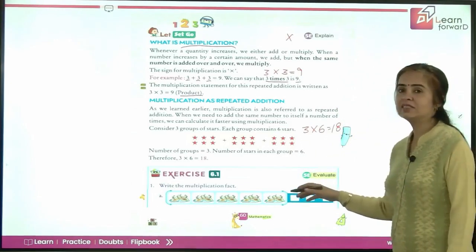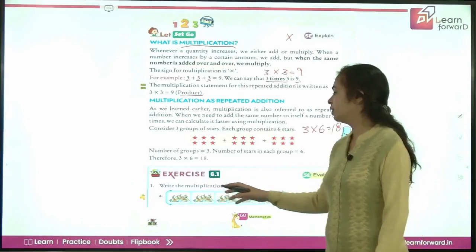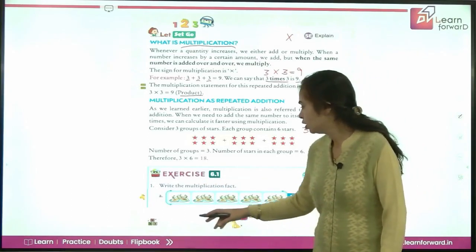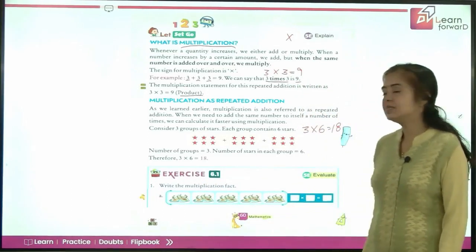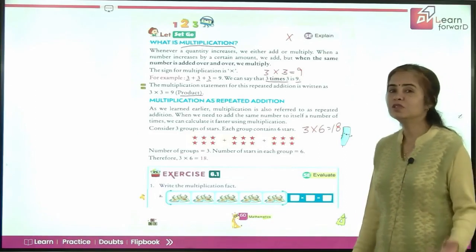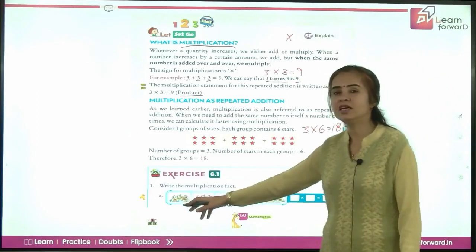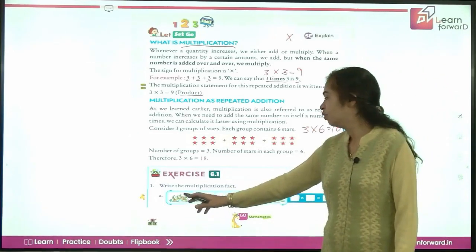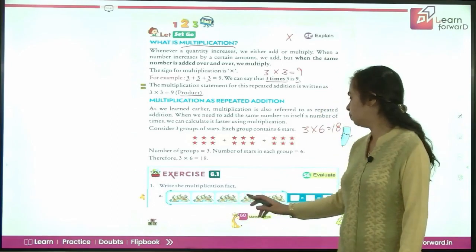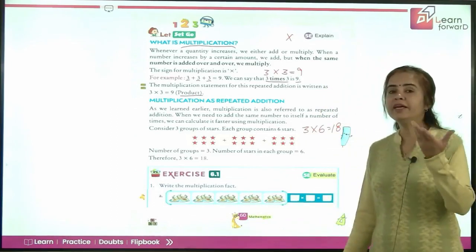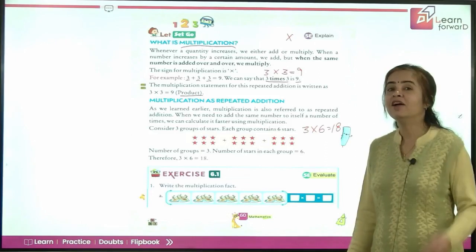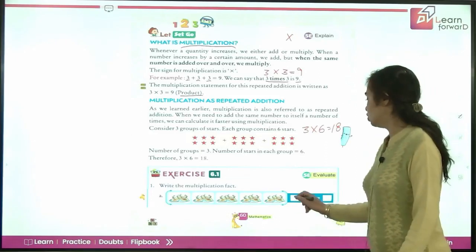Now you have an exercise here where you have to write the multiplication fact. So what do you see here? These are the groups of ducks. How many do you see in each group? 4. 4 plus 4 plus 4 plus 4 plus 4. So how many times are you adding 4? 5 times. So what do you write?